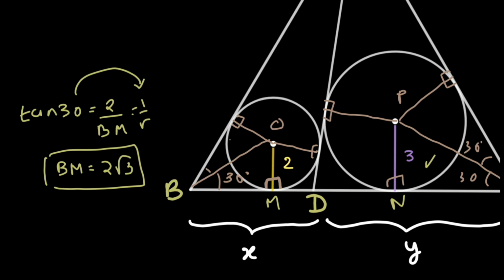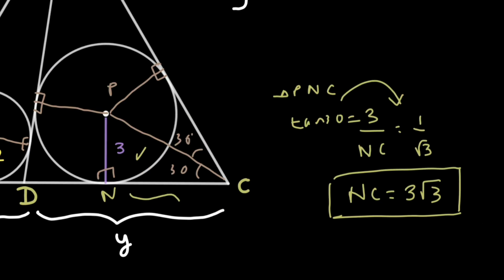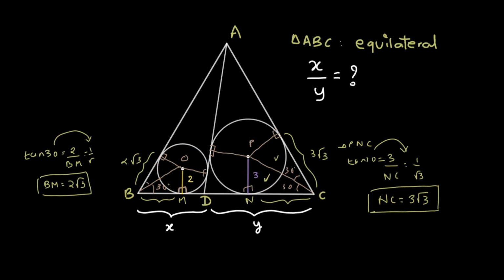Now remember that these two triangles were congruent, so the rest of the things between them become equal. So if the length of BM is equal to 2 square root of 3, therefore the length from here to here would also be equal to 2 square root of 3. Similarly, on the other side, if the length of NC is equal to 3 square root of 3, and as these two triangles were congruent, the distance from here to here would also be equal to 3 square root of 3.